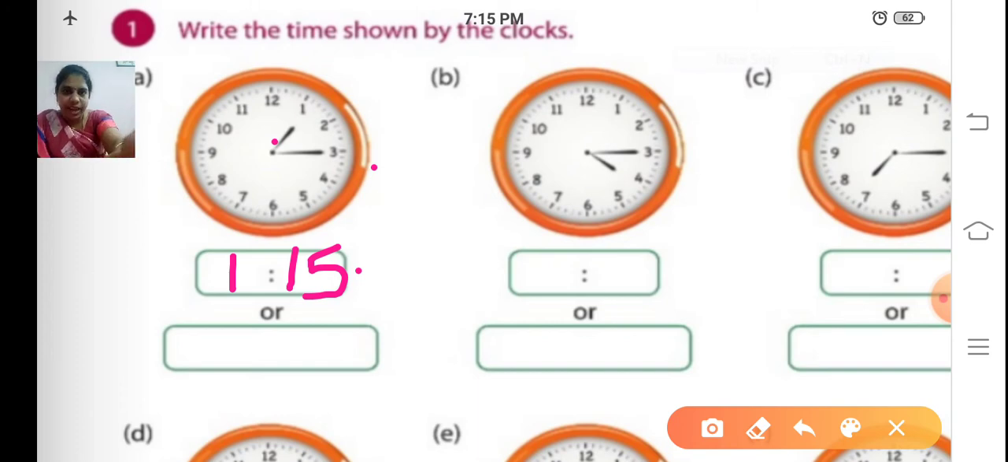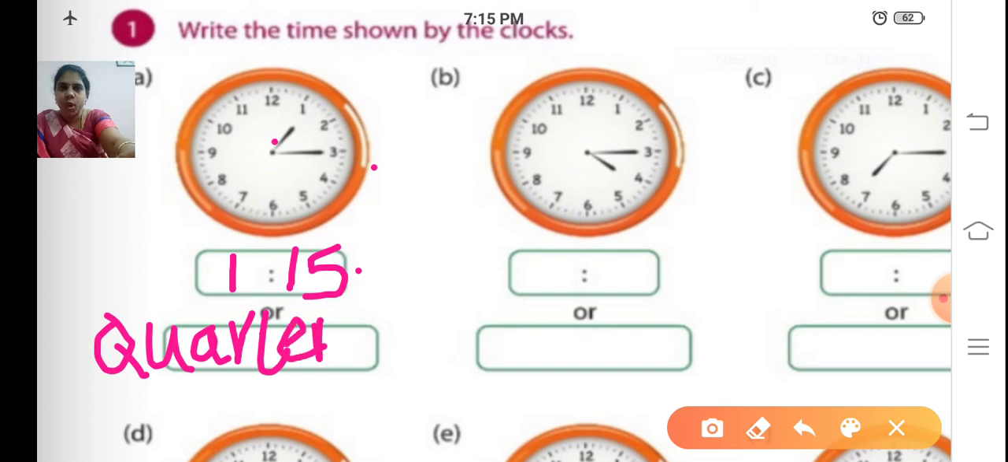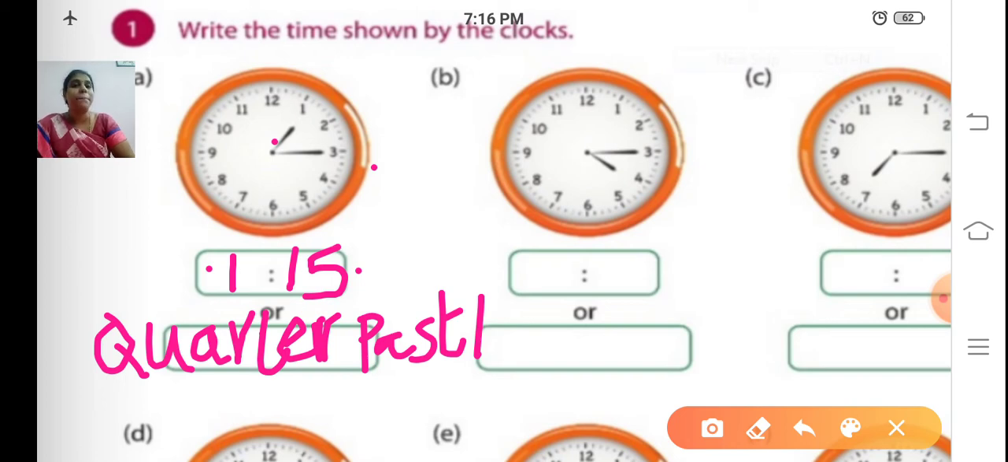So quarter past, write down quarter past. Q-U-A-R-T-E-R, quarter past, P-A-S-T, quarter past 1, right? From 1, 15 minutes has been passed out. So quarter past, what is the meaning of 15? Quarter. 15 minutes, quarter. So 15 minutes has been over from 1 o'clock. So quarter past 1. How to write this? Quarter past 1. Clear?